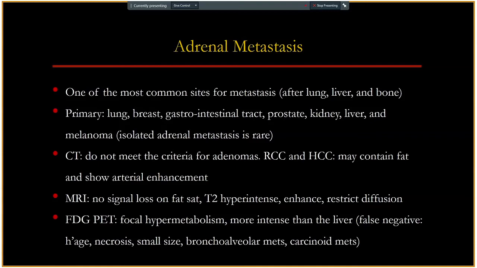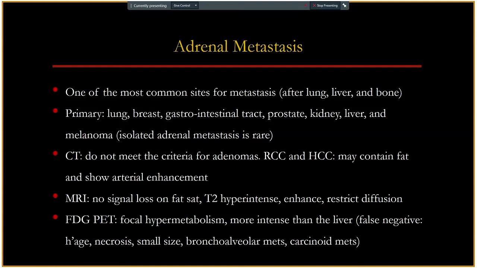All right. On CT, they do not meet the criteria for adenomas, the absolute and the relative washout ratio that we talked about. With RCC and HCC, you want to remember that metastatic disease can contain fat and may show arterial enhancement. With MRI, there is no signal loss on fat-saturated images, that we see with myelolipomas. There is no signal loss on out-of-phase images, that we see with adenomas. Metastatic lesions are T2 hyperintense, they enhance and they show restricted diffusion. So high signal on DWI, low signal on ADC.